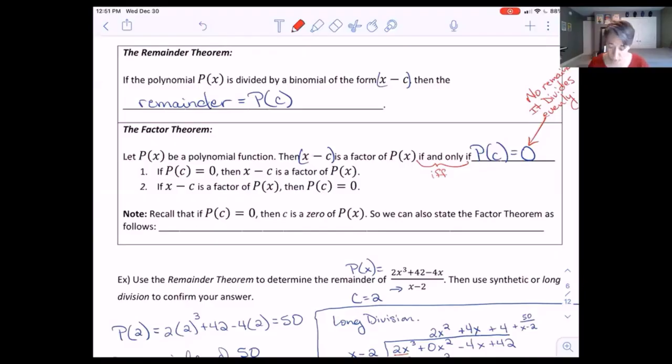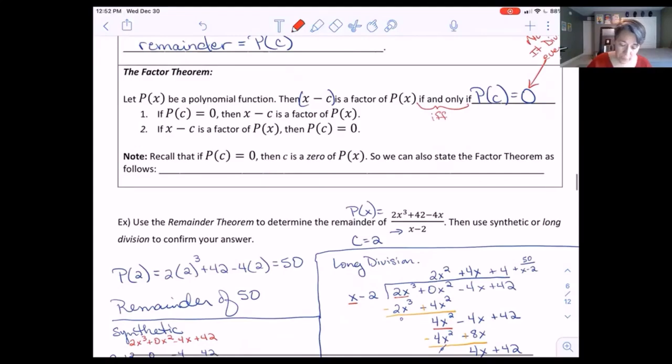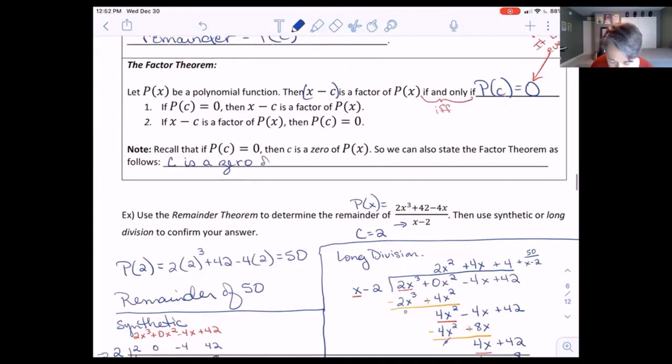It goes both ways. We just want to recap here that if p of c equals 0, then c is a 0 of p of x. So we can also state the factor theorem as follows. c is a 0, which again is a root, we can think of it as an x-intercept, 0, root of the polynomial p of x, if and only if x minus c is a factor of p of x.